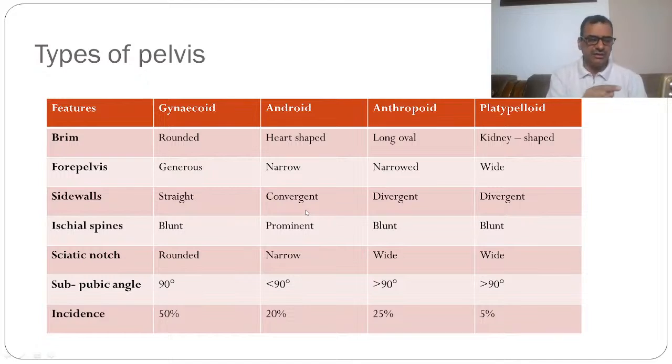Subpubic angle, that's the angle below the symphysis pubis, is 90 degrees in gynecoid, less than 90 degrees in android, and more than 90 degrees in anthropoid and platypoid. Then incidence means how much is the chance of finding the gynecoid pelvis in females. So 50% chances are there. For android, 20% chances. For anthropoid, 25% chances, and for platypoid, only 5% chances are there.